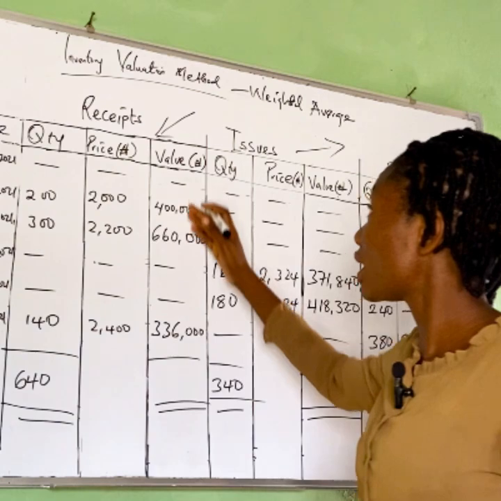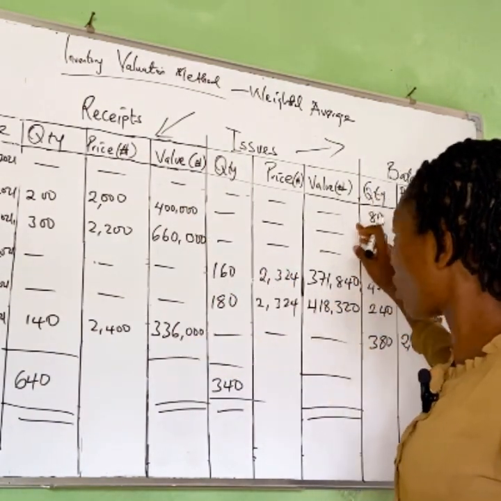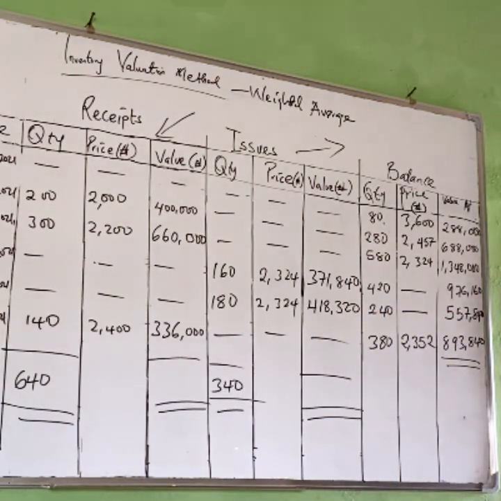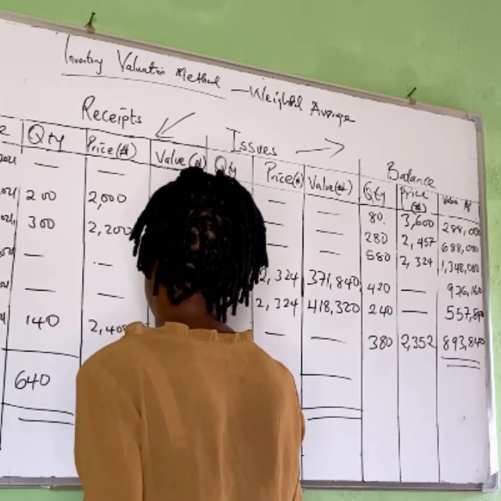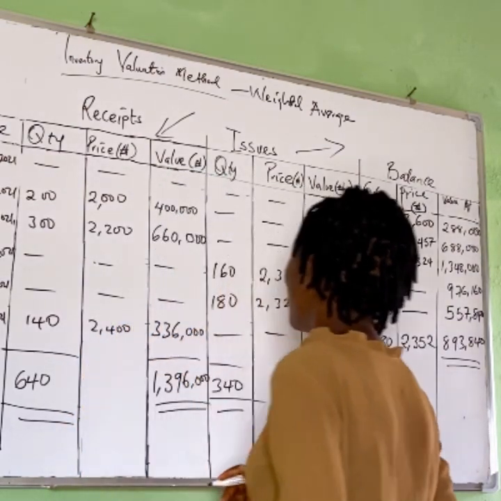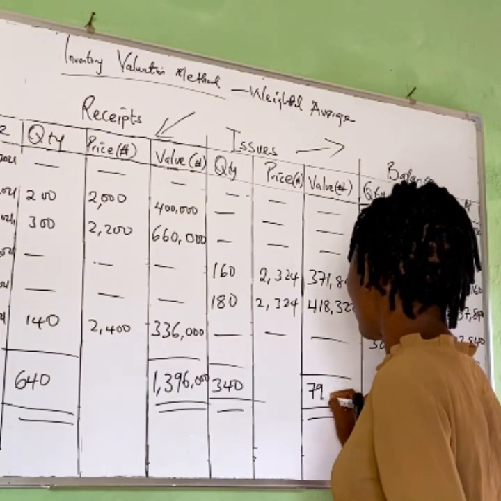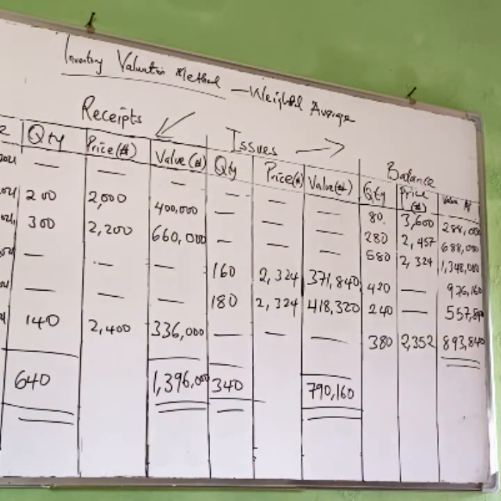The value, okay, of the receipt. So let's add for each receipt and then compare with the value of the issues, okay? That will be giving us 1,396,000 naira. All right. Now let's check the value for the issues, okay, so that we can subtract and see. This is giving us a value of 790,160 naira. All right. So let's see if what we did is correct under the weighted average, right?